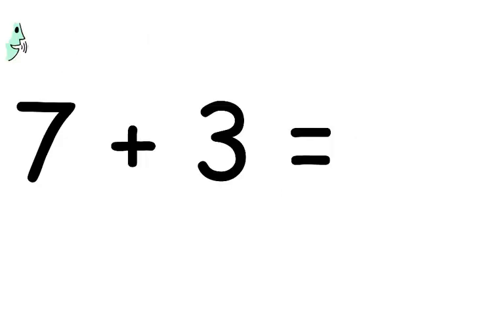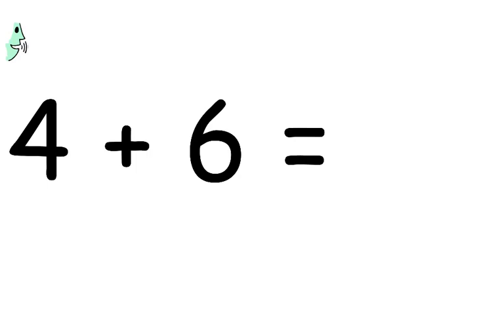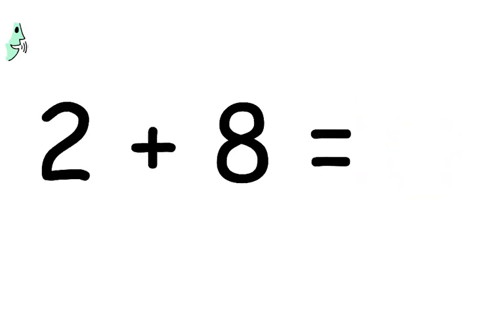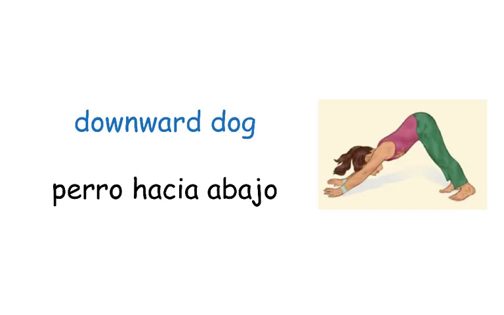Okay, let's practice our math facts. So, 7 plus 3 equals 10. 4 plus 6 equals 10. 2 plus 8 equals 10. Downward dog. One, 2, 3, 4, 5, 6, 7, 8, 9, 10. Good.